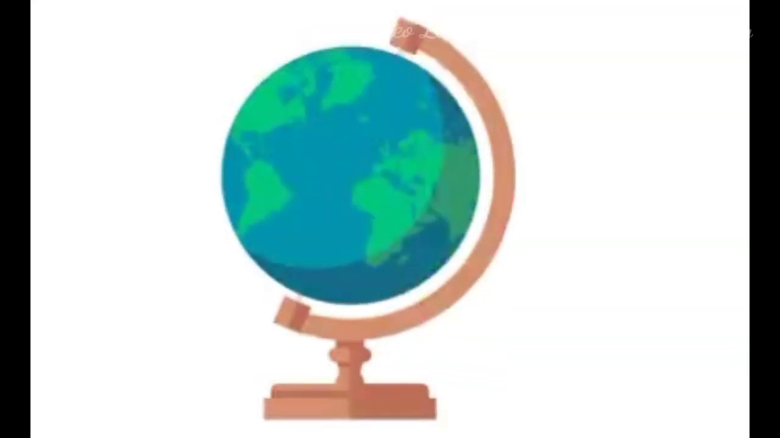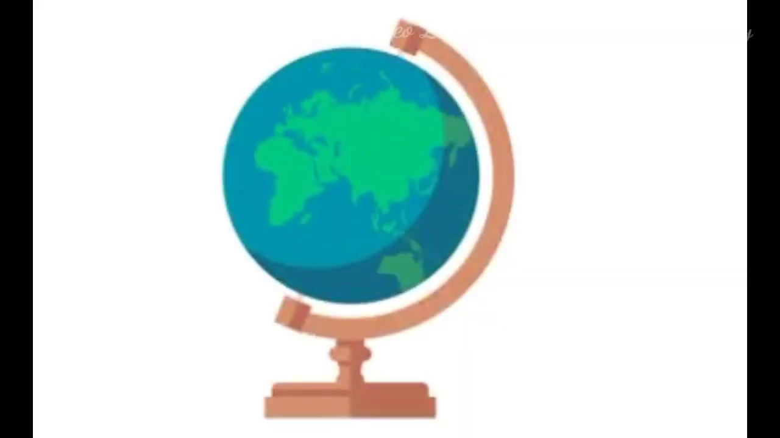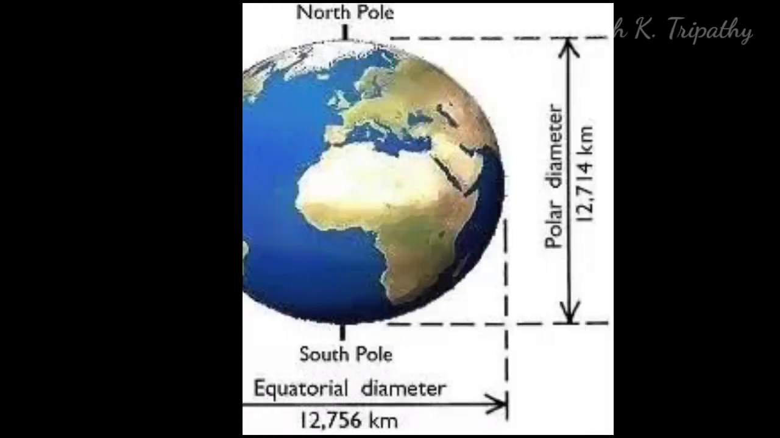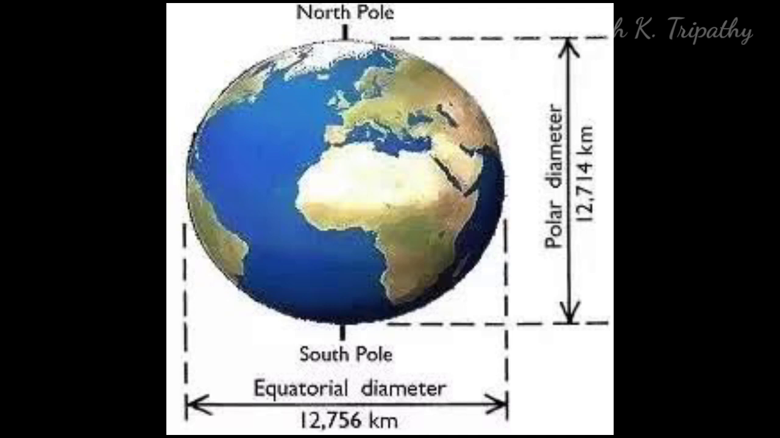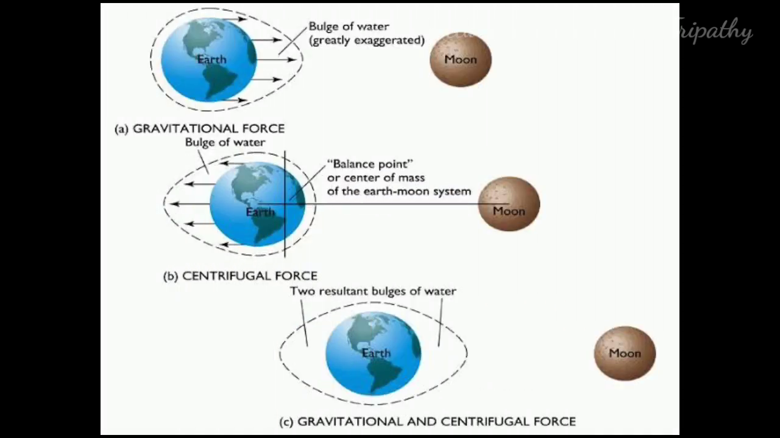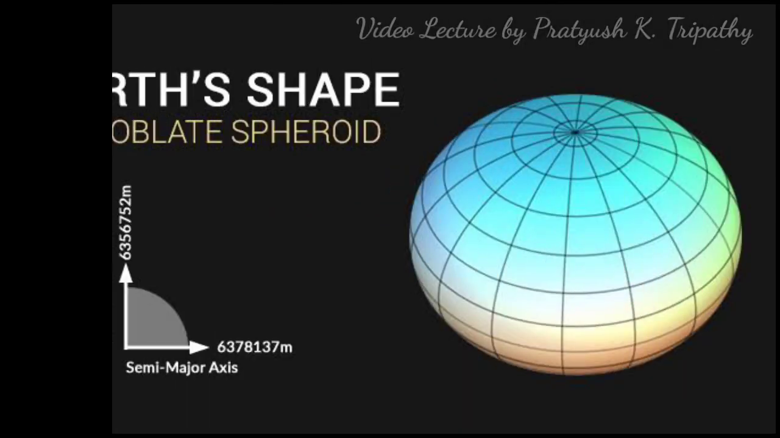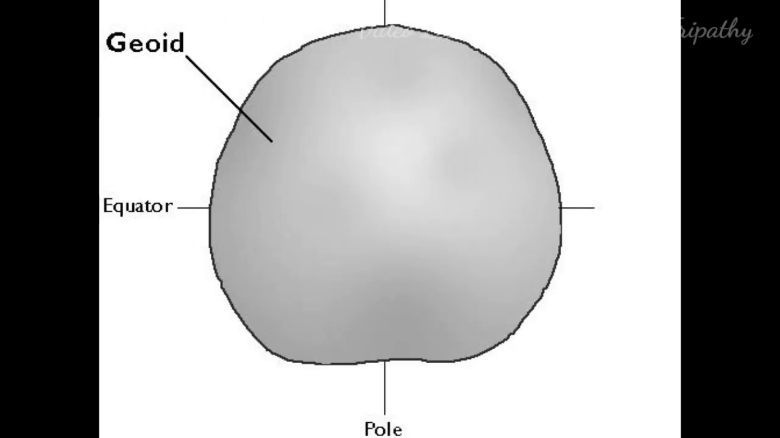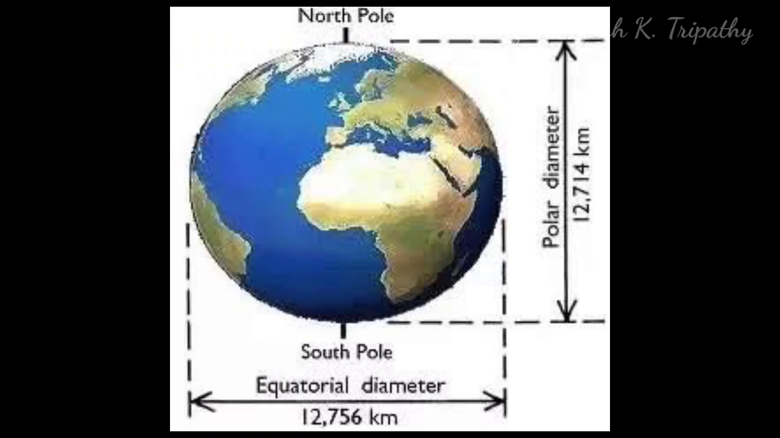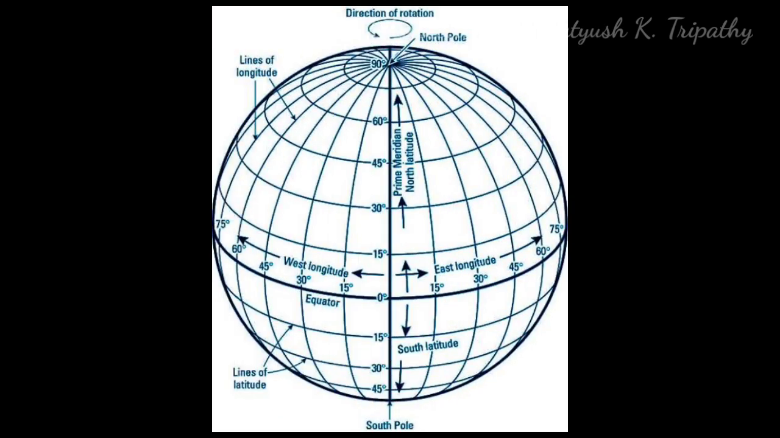Earth's spherical shape is best represented by a globe. The Earth is flattened at the poles and slightly bulged at the equator. Centrifugal force and gravity are responsible for its shape. It is an oblate spheroid in shape and is called the geoid. It is the only planet with life on it, with a vast equatorial circumference of approximately 40,075 kilometers.